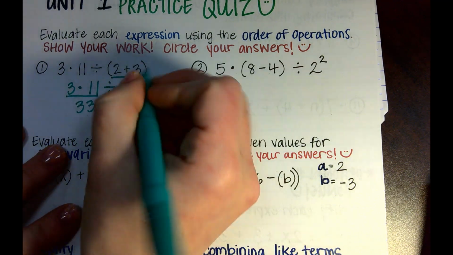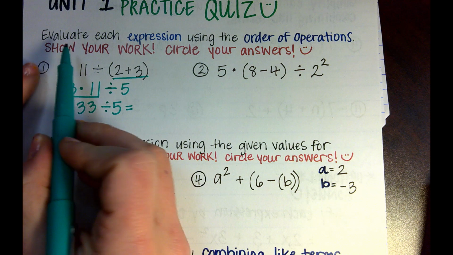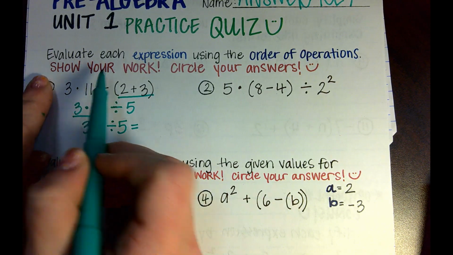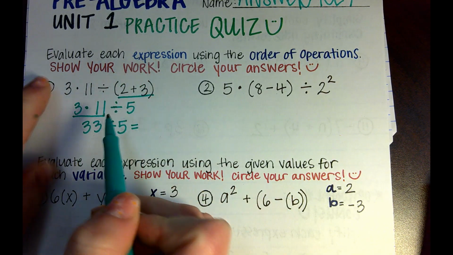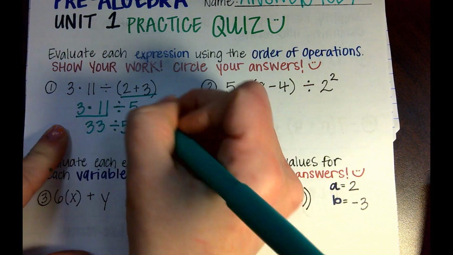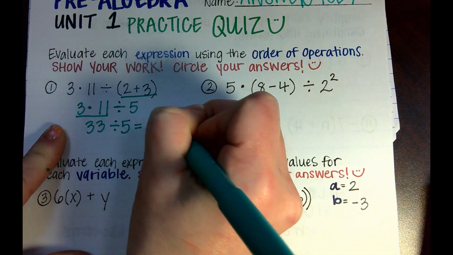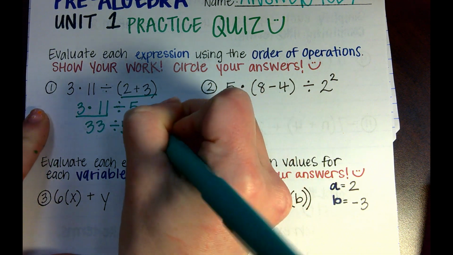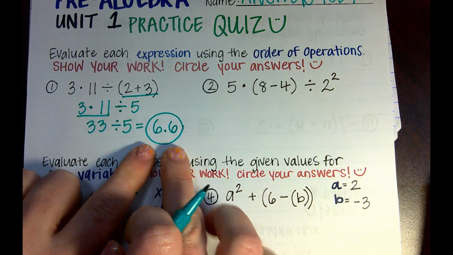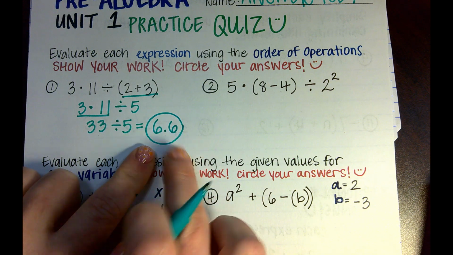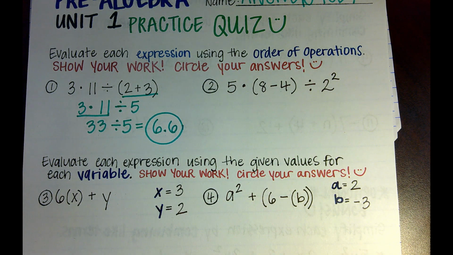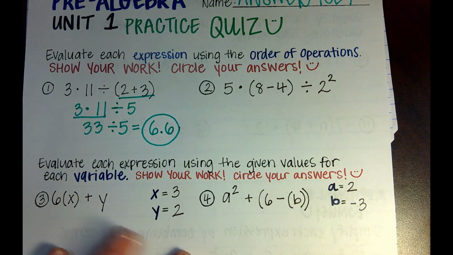Good. So notice that on here it does say show your work. So please show your work and circle your answers. That way, when I'm looking at all these different numbers, I will know which one I'm grading. Okay, so circle your answers for me. Okay, let's look at number 2.